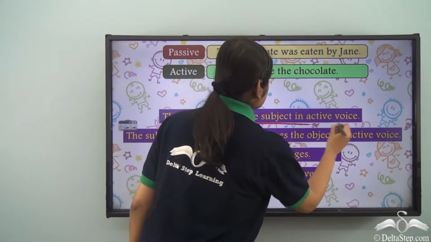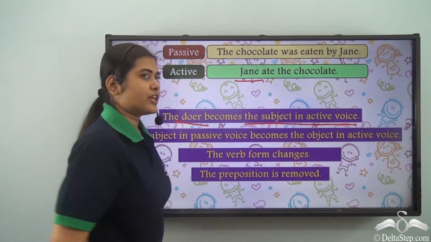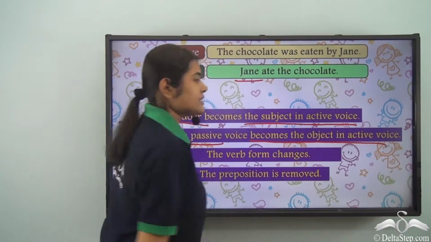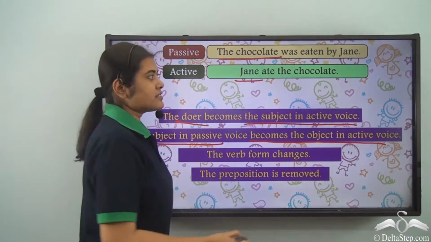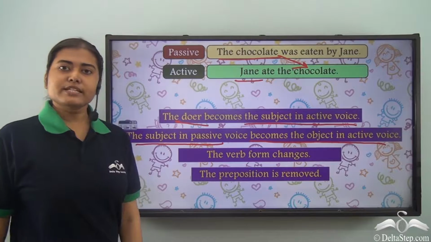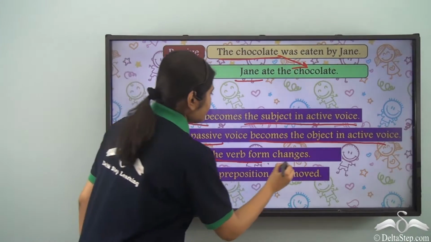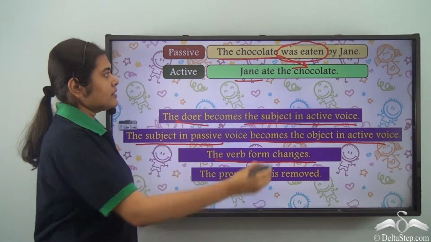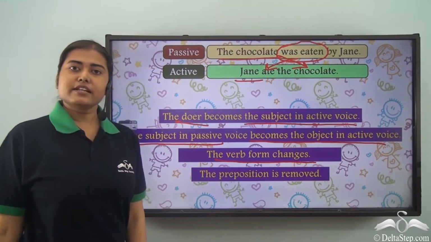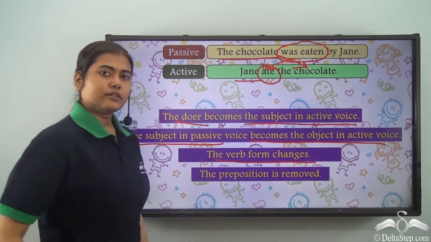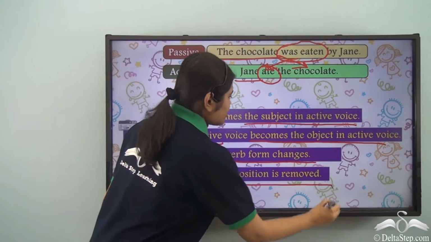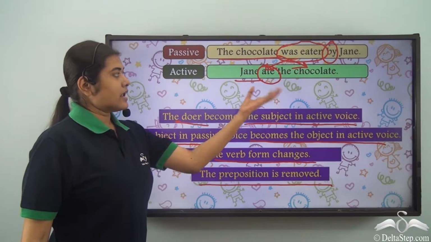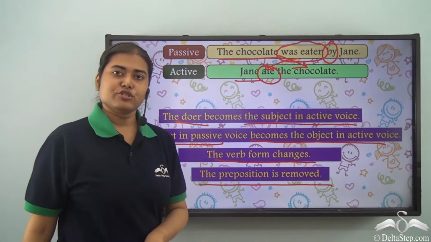So, what do we note? The doer becomes the subject in the active voice. This is Jane, the doer, the subject in active voice. The subject in passive voice becomes the object in active voice. So, this was the subject in passive voice. It becomes the object in the active voice. Then, the verb form changes. So, in passive, we have this form, be plus past participle. This changes in the active voice to simply ate, the simple past tense form. The preposition is removed. So, here we have used the preposition by before the doer. Now, in the active voice, we do not need that preposition anymore.